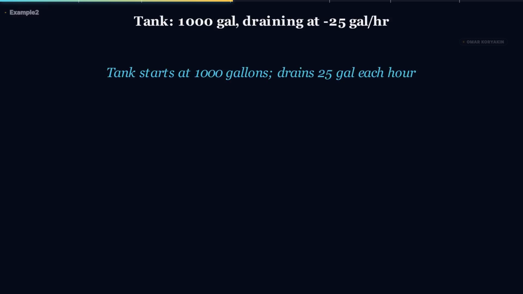A water tank holds 1,000 gallons and is being drained at a constant rate of 25 gallons per hour. Build a linear model for the volume of water remaining as a function of time, then predict the volume after 8 hours and find the time at which the tank is empty.